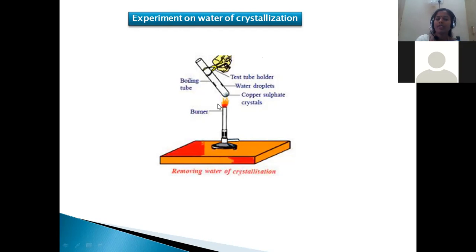So we are taking a Bunsen flame and one test tube. In this test tube, we are adding copper sulfate crystals. Sky blue colored copper sulfate crystals are taken in the dry test tube, right? And it is kept directly on the Bunsen flame using a test tube holder.